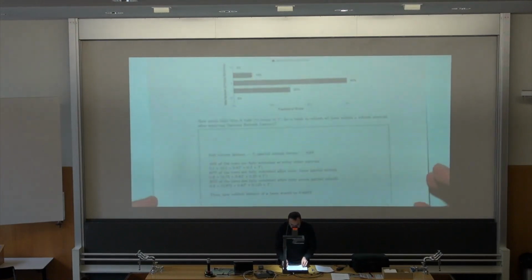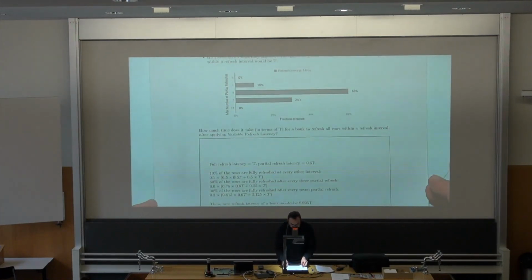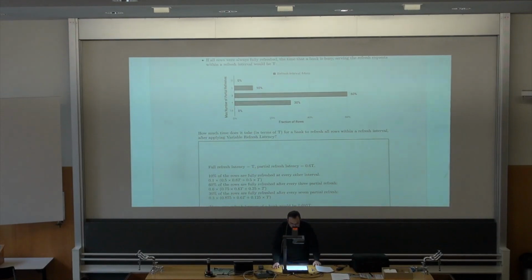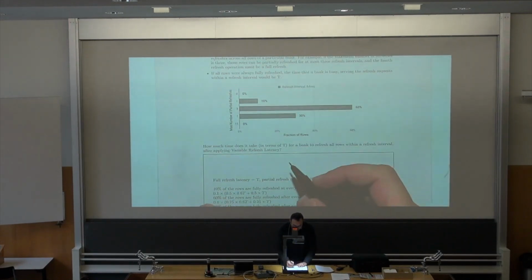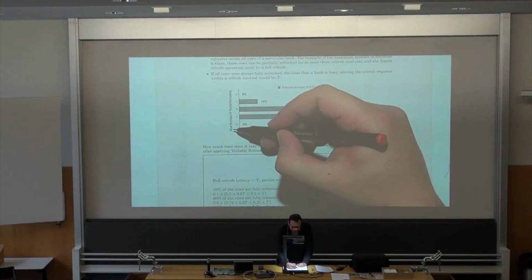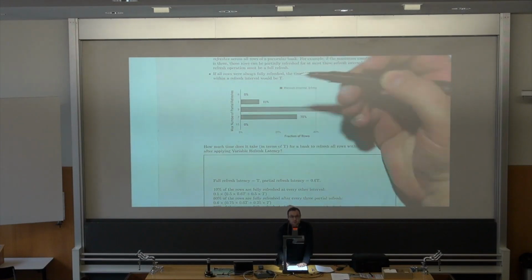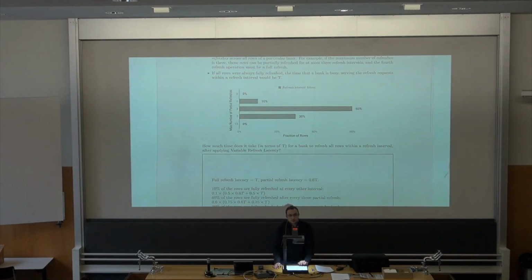So in the first one, the question tells us that here we see a graph. On the y-axis is the maximum number of partial refreshes. So when we just use 60% of refresh latency, it means a partial refresh. And we cannot keep doing this for the whole refreshes.